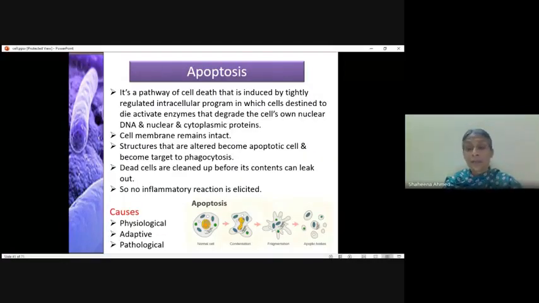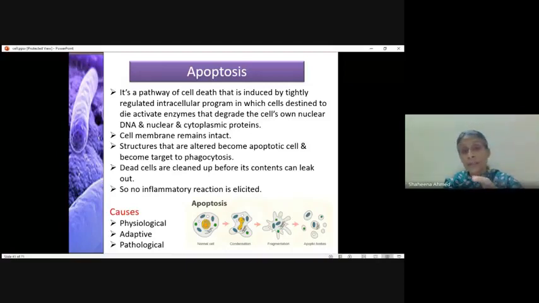Apoptosis, this is programmed cell death. It is enzymatically programmed by the body, cells or tissues which the body no longer needs, it just gets rid of them through this process. Now, this is a very controlled process.